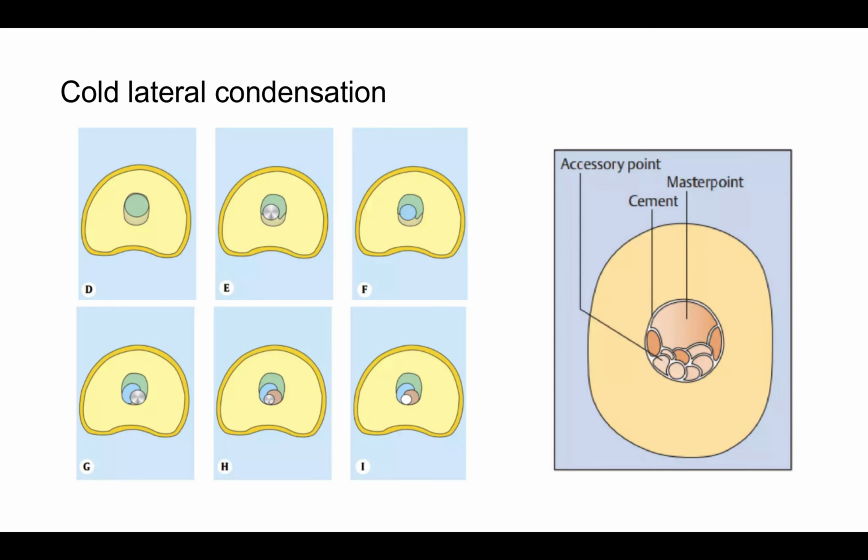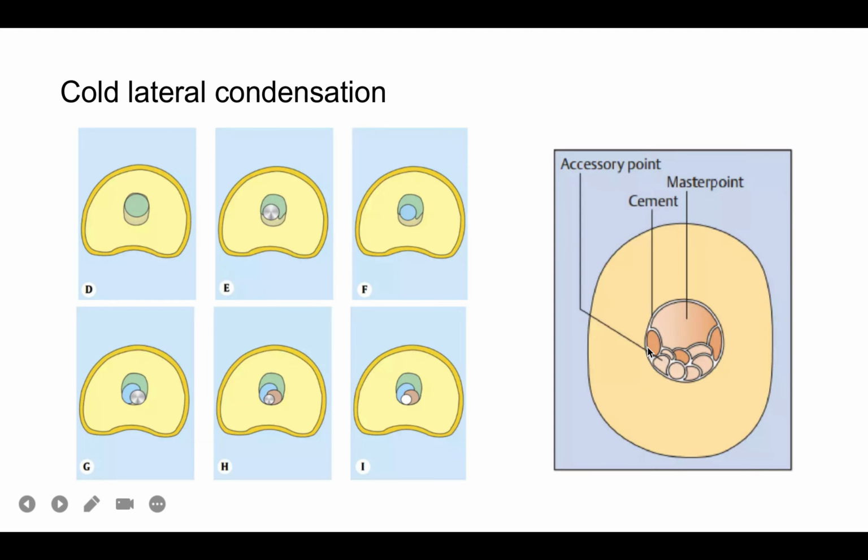So this is another presentation. As you can see, this is the master cone, the plugger, the spreader, I apologize, the spreader to create space, and then the first accessory cone, once again the spreader to create space, another cone, the spreader, and then another cone. And this is another form of it. So as you can see, this is the master point, cement here, and of course the accessory points all over the place.